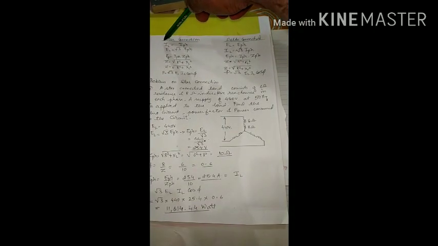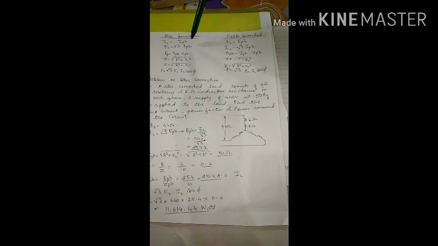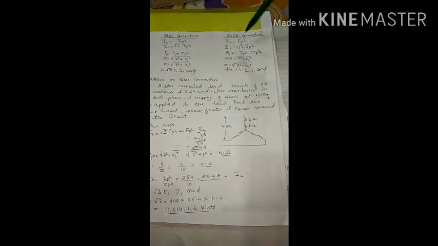So here, star connection has line current equal to phase current, whereas your delta connection has line voltage equal to phase voltage. In star connection, your line voltage is equal to root 3 times the phase voltage. Here in delta, your line current is equal to root 3 times I phase.